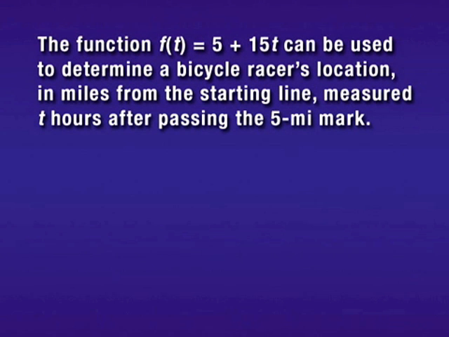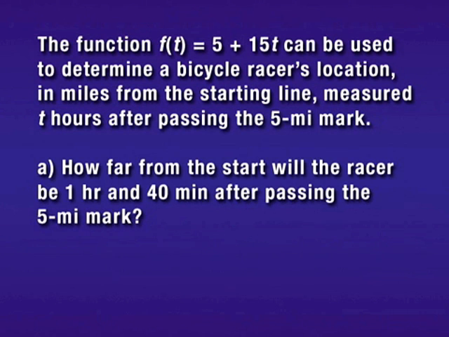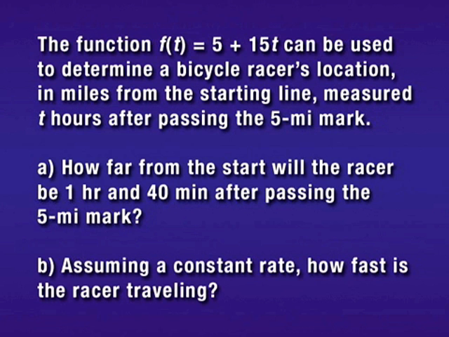The function f of t equals 5 plus 15t can be used to determine a bicycle racer's location in miles from the starting line, measured t hours after passing the 5-mile mark. A. How far from the start will the racer be 1 hour and 40 minutes after passing the 5-mile mark? And B. Assuming a constant rate, how fast is the racer traveling?